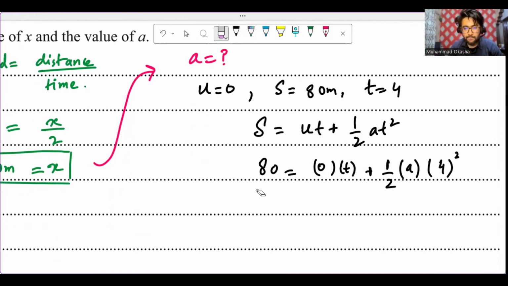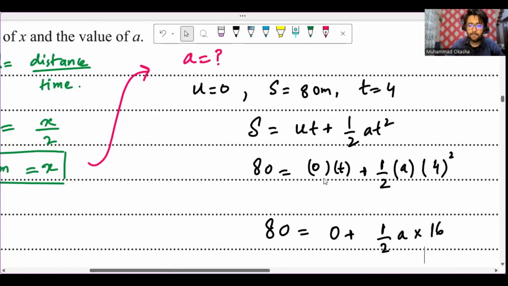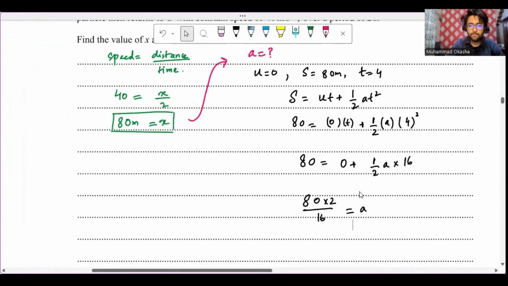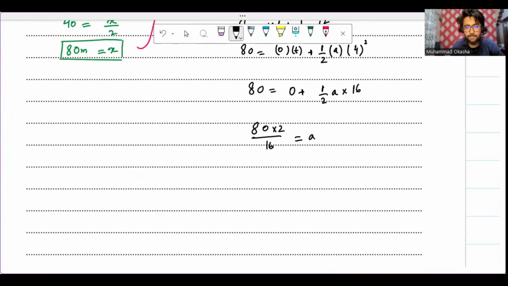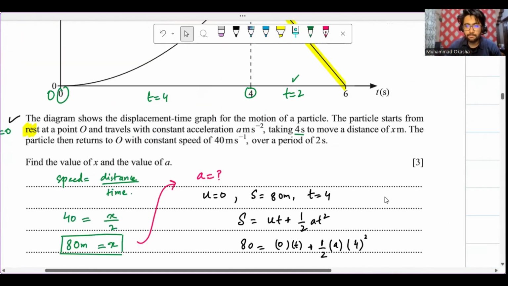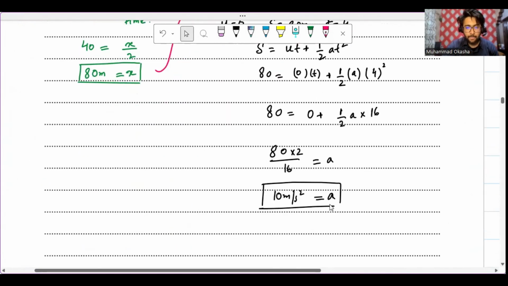I think it's really just 2 steps away now. 80 would be equal to 0 plus 1 over 2 times a times 4 squared, which is 16. That is going to be 80 multiplied by 2 divided by 16 equals a. You can just work it out. Acceleration is going to be 10. Do not forget to write the units. Acceleration will be 10 meters per second squared. As simple as that. Of course, you can tell it's 3 marks. I hope you understood this. Let's move on to the next one.